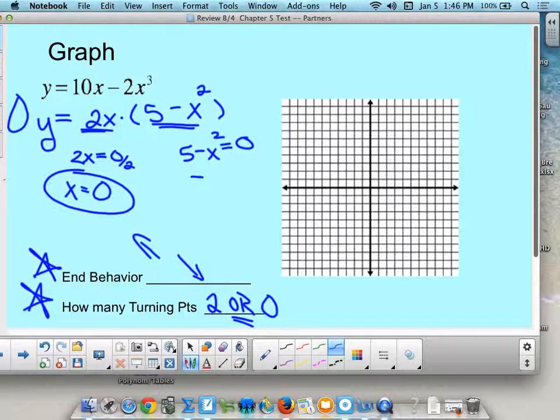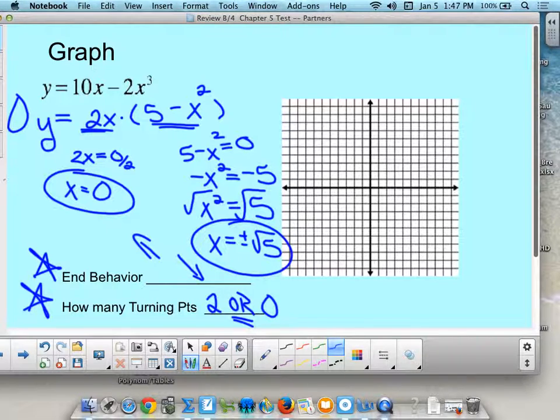What about that one? Move the 5 over. Negative 5 divided by negative 1. Square root. What's your answer? Square root of 5, plus or minus. Ah, so you do have 3 zeros. That was x cubed. You should have 3 solutions.